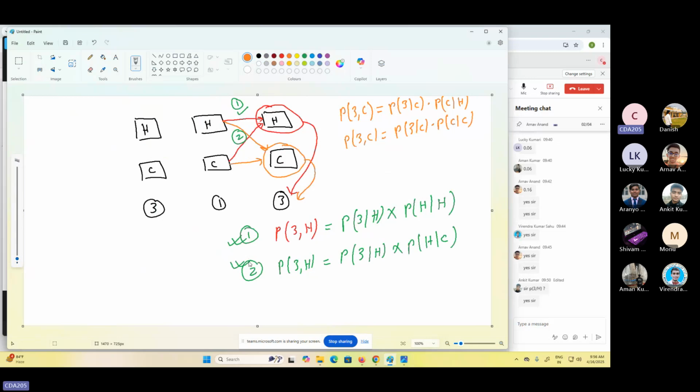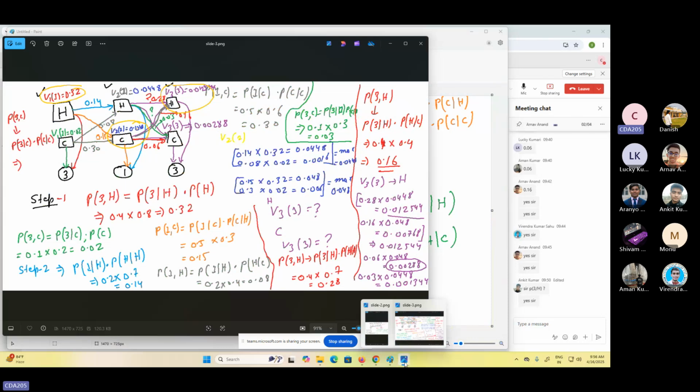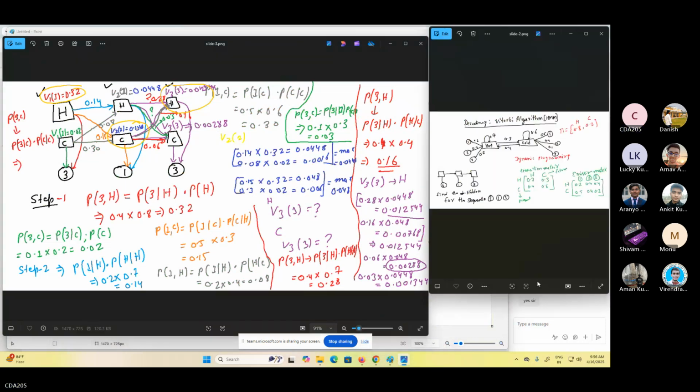So for every condition, two states will come out for H. Two states will be there. For this C, two states will be there. Again for this, two states will be there. For this again, two states will be there. Understood, Ankit? Ankit, are you clear with this? Okay.